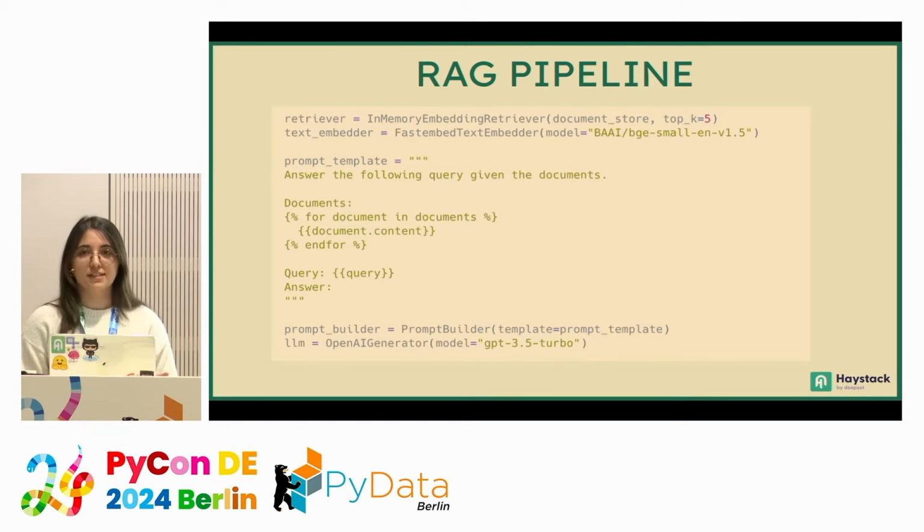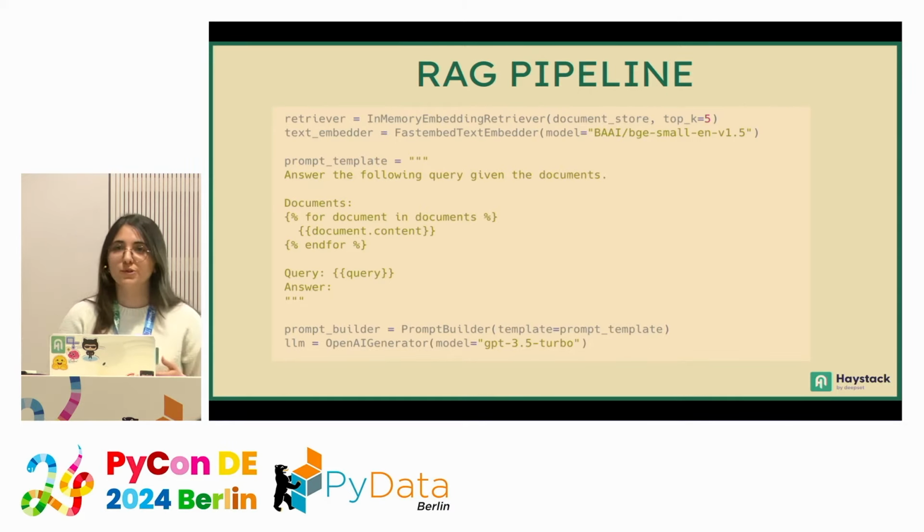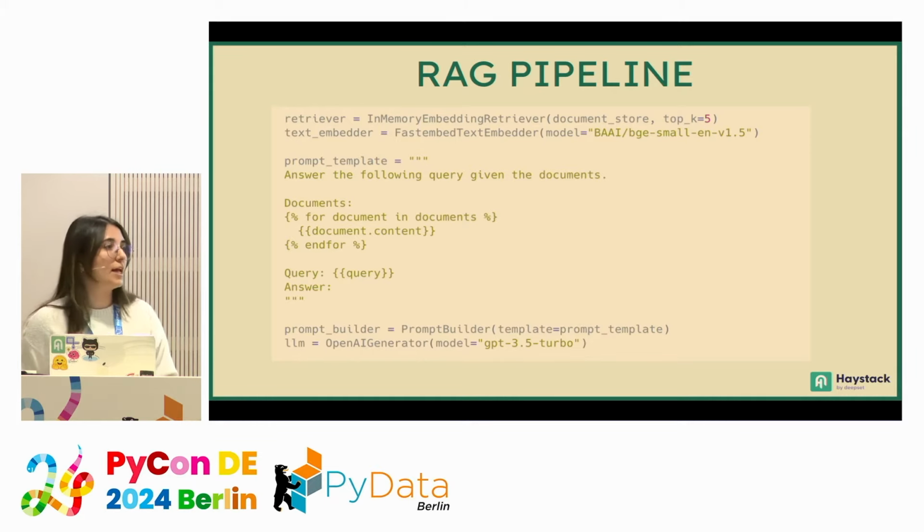We are using Jinja syntax in our prompt template. So it means that you can have for loops, you can have if clauses, and this ability helps you even further customize your prompts. And we pass that prompt template to our prompt builder, and then as an LLM, I chose here the OpenAI generator with GPT 3.5, but yeah, it can be any model that you support or that you want to use in your pipeline.